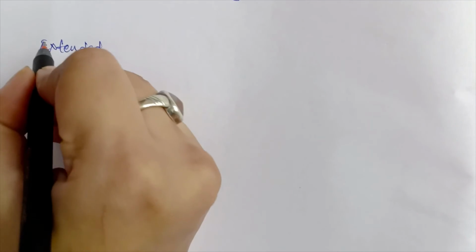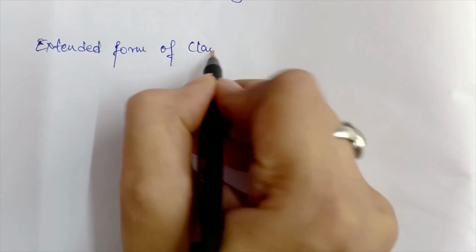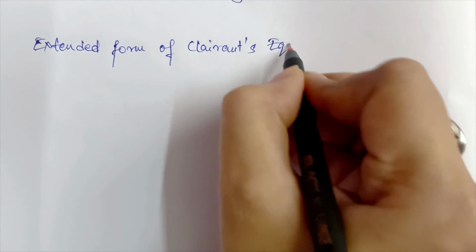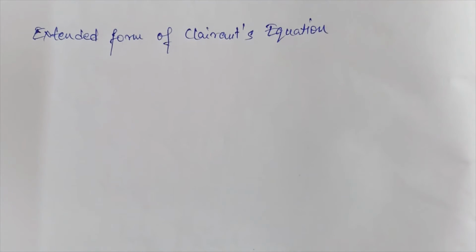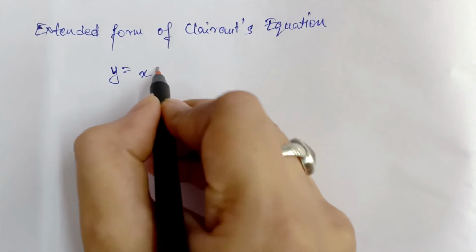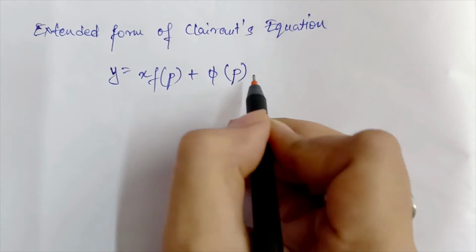Now we have come to the extended form of Clairaut's equation. Let's take a look at this one. Extended form of Clairaut's equation. For this, we need to solve y equals x into f of p plus phi of p.